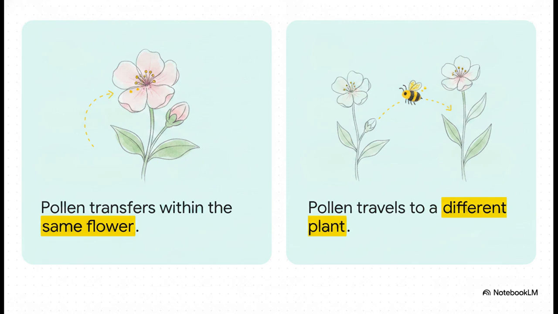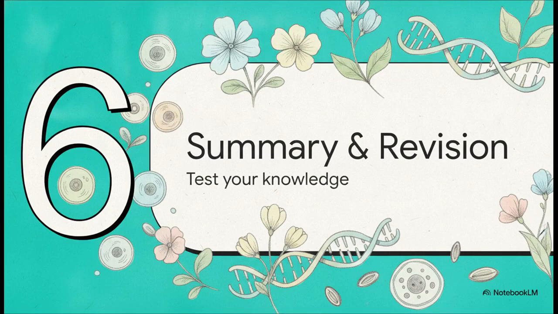Now, plants can undergo self-pollination, where pollen is transferred within the exact same flower or to another flower on that same exact plant. Or they can engage in cross-pollination, where pollen travels to a completely different plant of the same species. Cross-pollination is actually fantastic for creating healthier seeds with genetic variation, proving once again just how versatile nature is at ensuring survival.